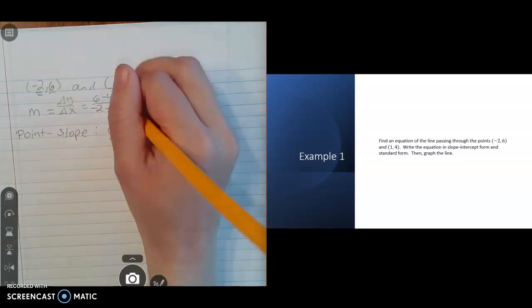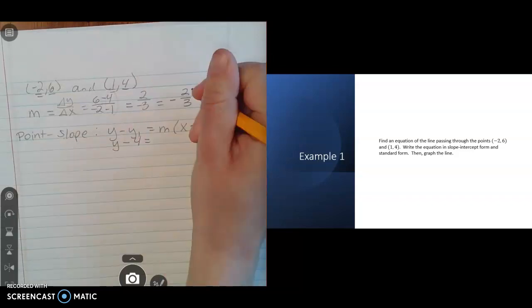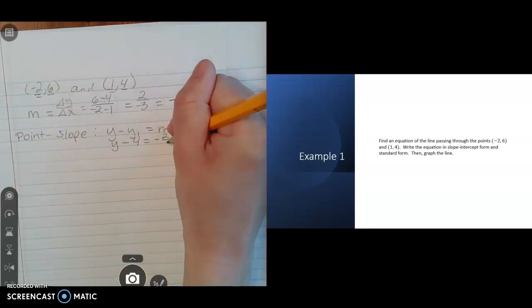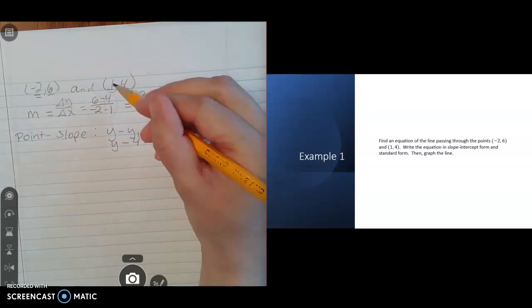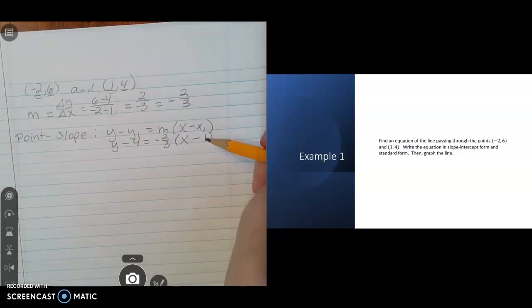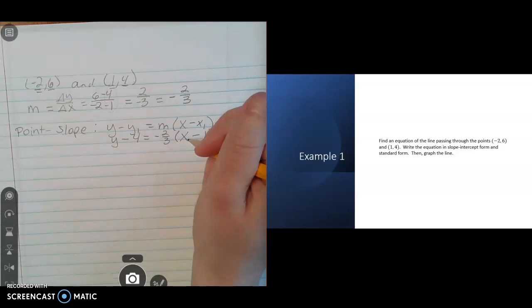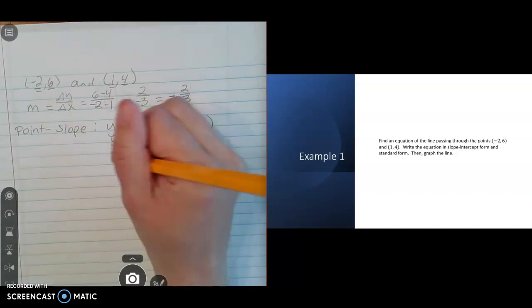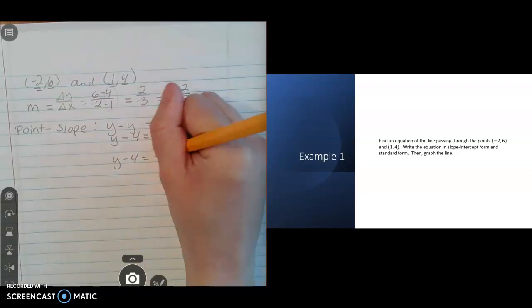If I'm going to use 1, 4, I'm going to have y minus my y coordinate, which would be 4, equals my slope, which we just calculated is -2/3. Then I'll have x minus the x coordinate, and the x coordinate in that point was 1. So that's point-slope form, and it's just a handy way to get started with an equation. If I want to go from here to slope-intercept form, it's really not too bad. I'm just going to distribute and then add 4 to both sides to solve for y. From here, I'll distribute first, so -2/3 times x is -2/3 x.